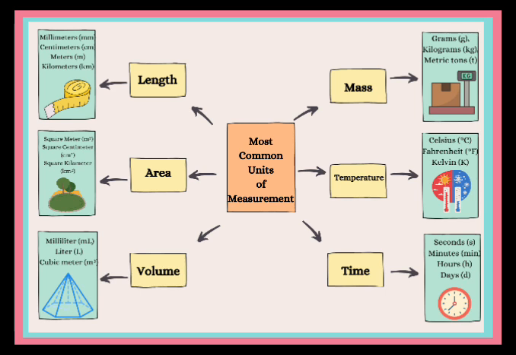Next would be temperature. Temperature indicates how hot or cold something is. In everyday life, we often use Celsius and Fahrenheit. Water freezes at 0 degrees Celsius and boils at 100 degrees Celsius.